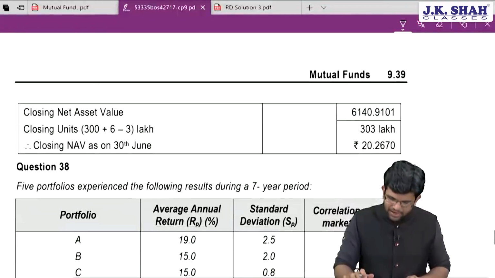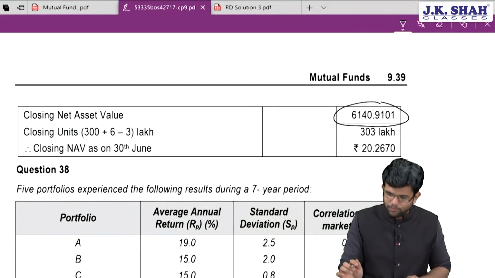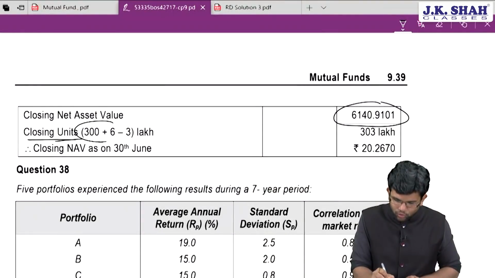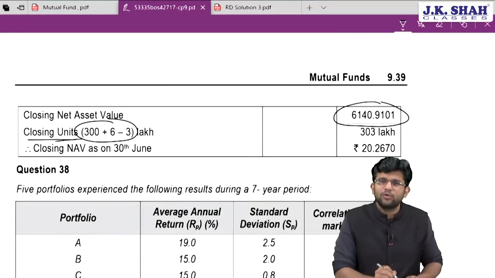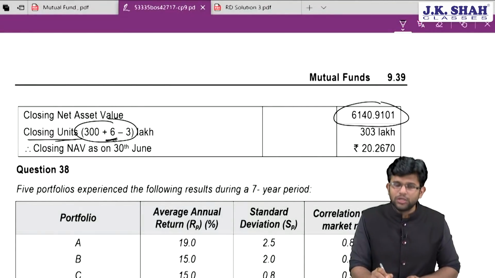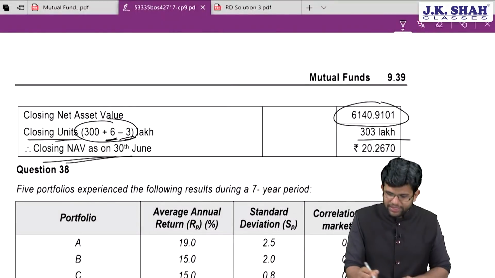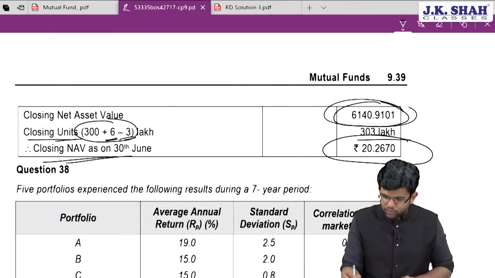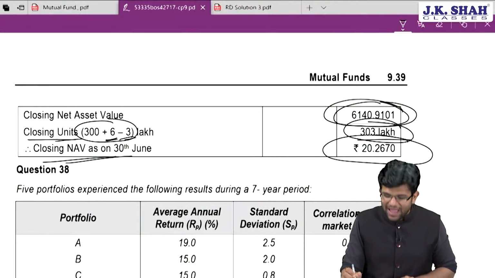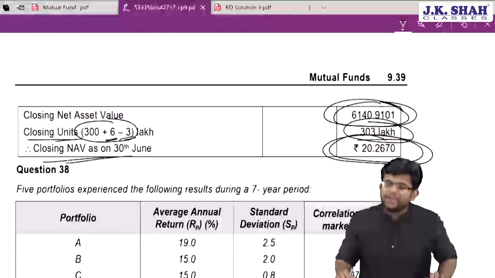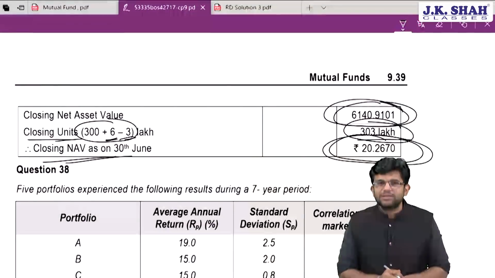The net value will be 6140.9101, divided by closing units. I hope you understand this calculation. 300 original opening plus 6 new issued minus 3 repurchased, 303 lakh units. My closing NAV therefore will be 6140.9101 divided by 303 lakhs, which will give us 20.2670 rupees. Everybody clear? So with this, students, we finished the dividend equalization process also.